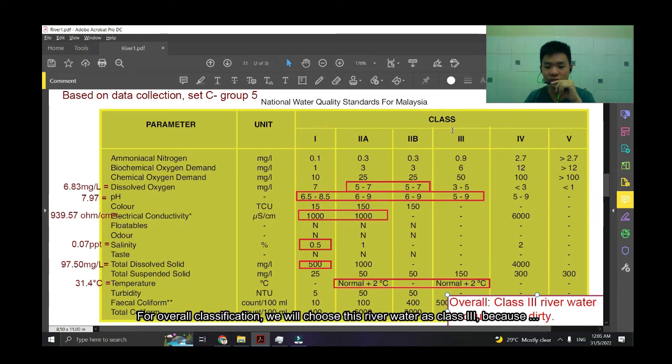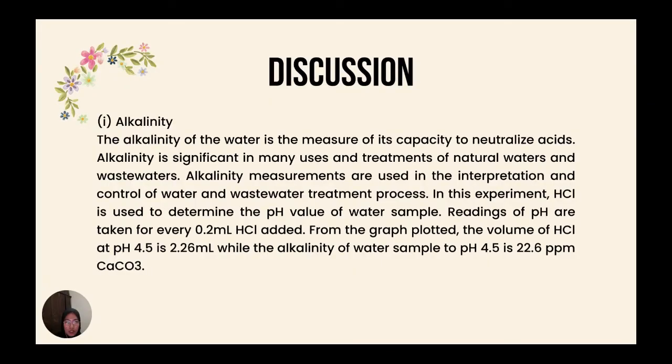So for the overall classification, we will choose this river water as class 3 because it is dirtier for all parameters. My name is Sofia Binti Harun, and I will be presenting the discussion part for the first two tests.